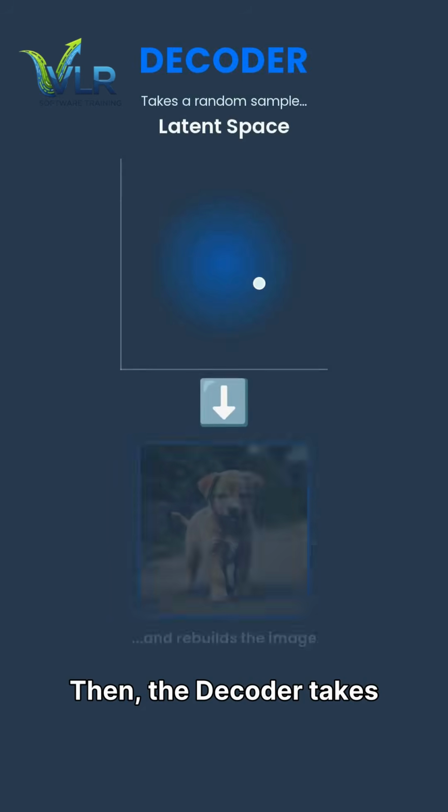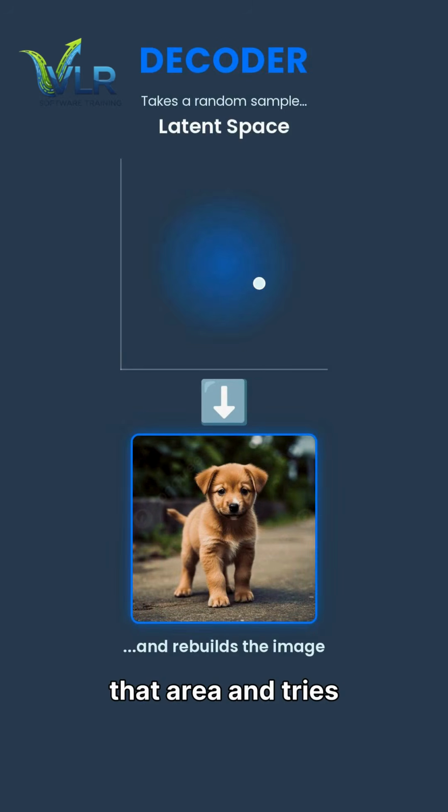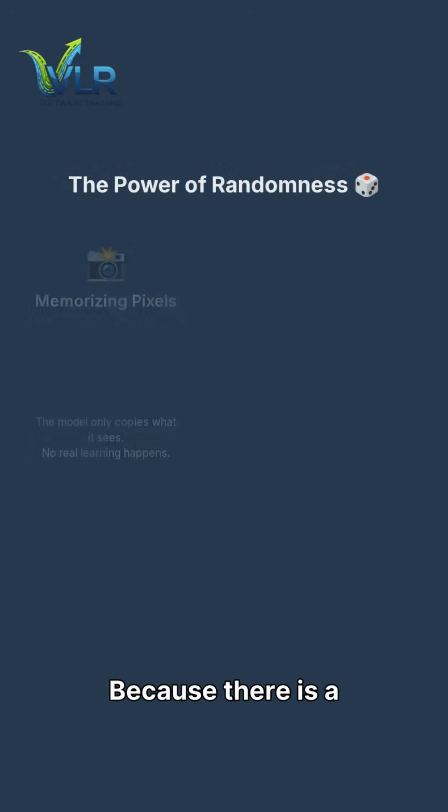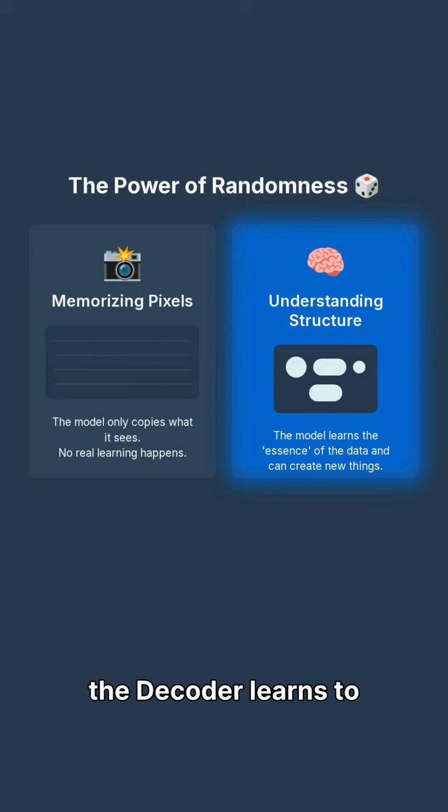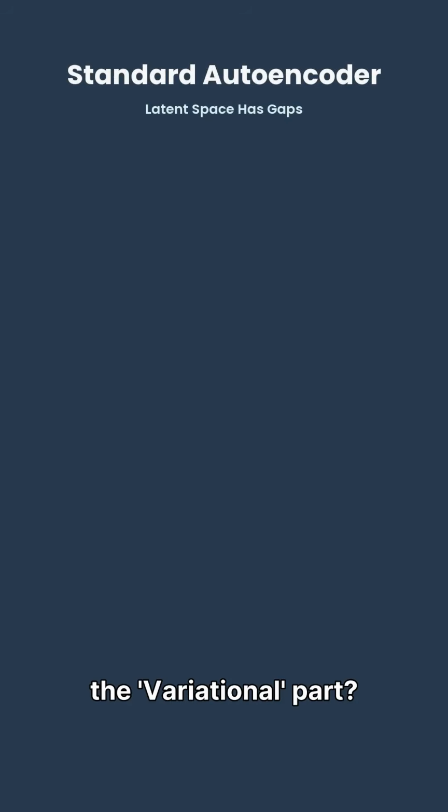Then, the decoder takes a random sample from that area and tries to rebuild the original image. Because there is a little bit of randomness, the decoder learns to understand the structure of the data, not just memorize pixels.